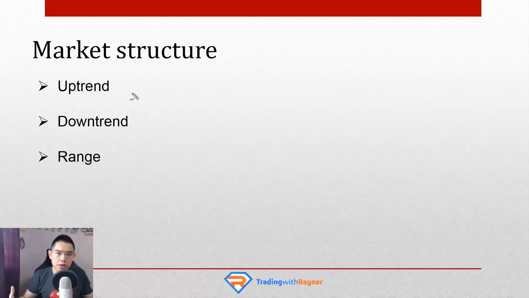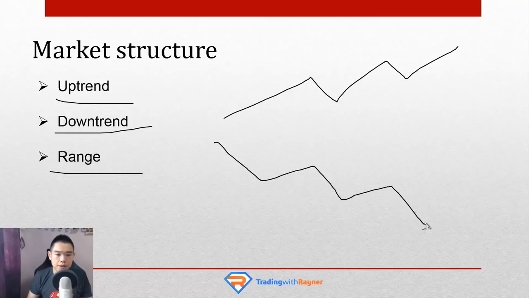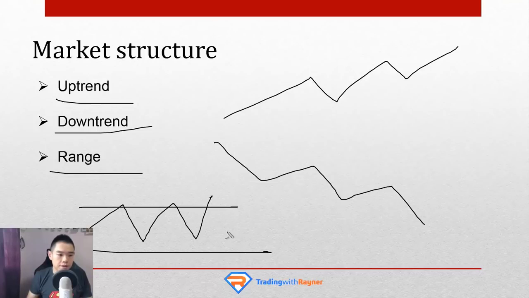Generally, when you trade the markets, it can be broken down into three main categories: an uptrend, a downtrend, or a range. So the market in an uptrend looks something like this: higher highs and higher lows. A downtrend is lower highs and lower lows. And a range is just something like this, where the highs and lows are pretty much around the same area.